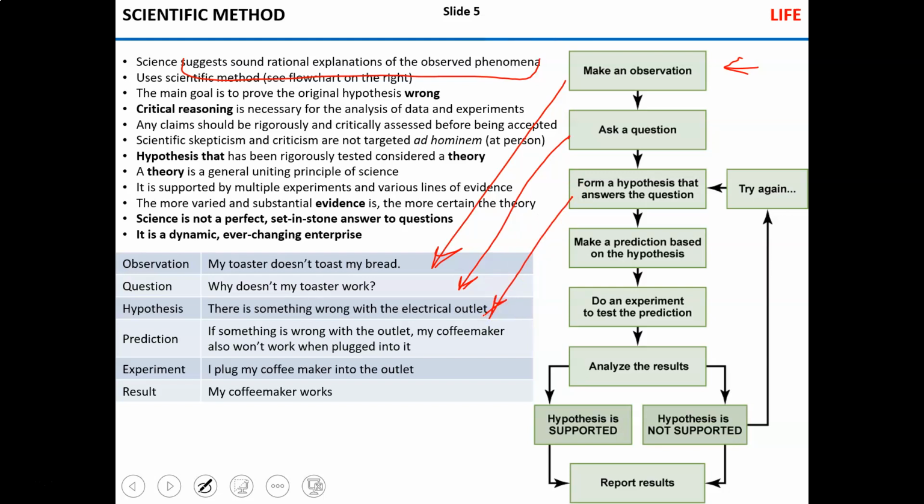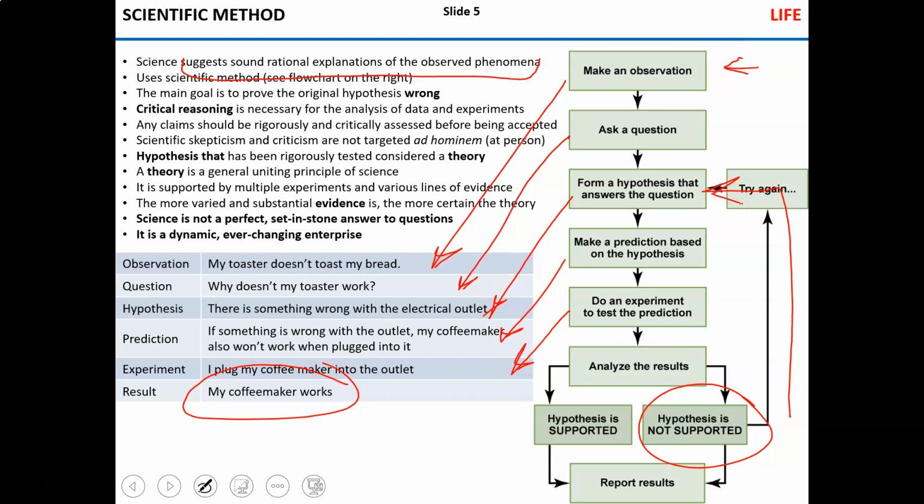Is our hypothesis correct? Well, we have to test. We have to make a prediction first based on the hypothesis. And our prediction would be, if outlet is faulty, then if I plug a coffee maker in the outlet, it's not going to work either. So we take a coffee maker, plug it in the outlet, and what's the result? Coffee maker works. What does that mean? Our hypothesis that the problem was in the outlet was not supported, so we need to modify it. Maybe it's a problem with the toaster itself.